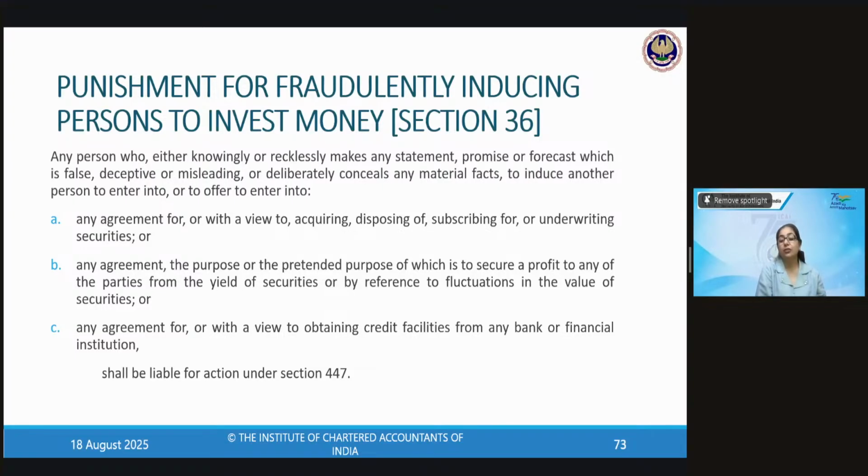Section 36. Now, children, 34, 35, 36, 37, 38, we prefer to do all these sections together because they all are related with penalties and the major penalty of fraud, that is 447. So, section 36 also attracts 447 penalty. But what is section 36? Any person who either knowingly or recklessly का मतलब क्या होता है? Carelessly. ऐसे ही बोल दिया, ऐसे ही कह दिया.